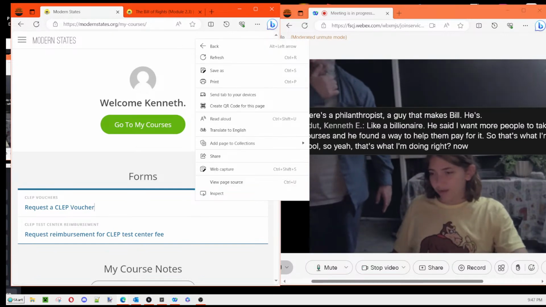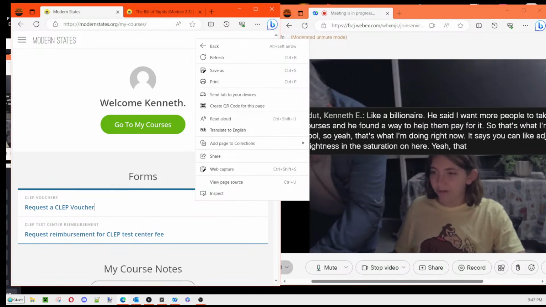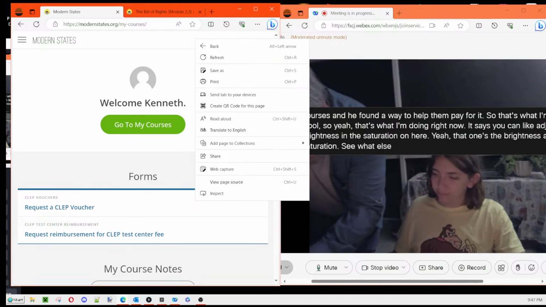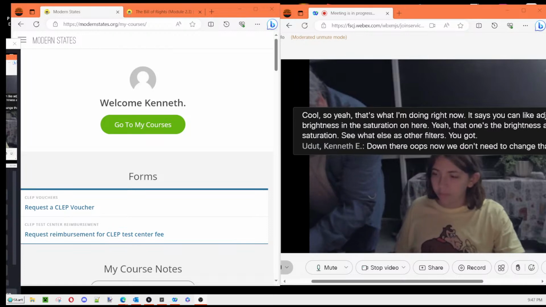It says you could adjust the brightness and the saturation on here. Yeah, that one's brightness and saturation. See what other filters you got. Is it down there? Oops, no, we don't need to change that. It was here.